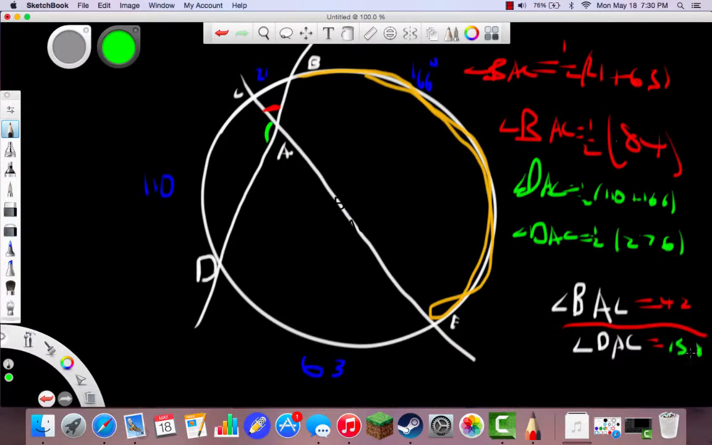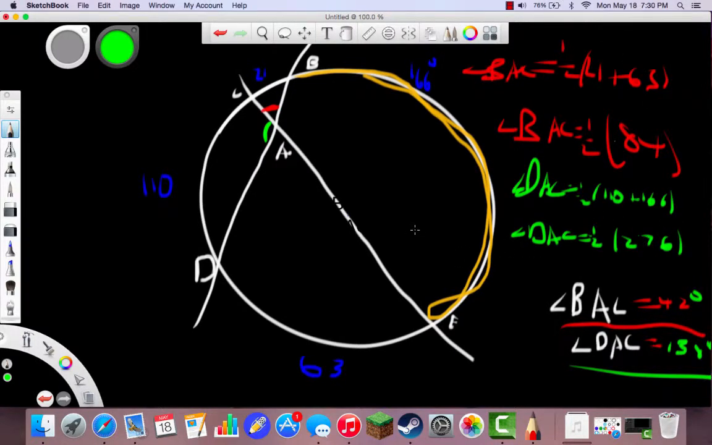So if you didn't get that, I encourage you to look back and see what I did. 138 degrees. We got that there and that there. So that's how you do it, right? But there's actually another way you could have done it.